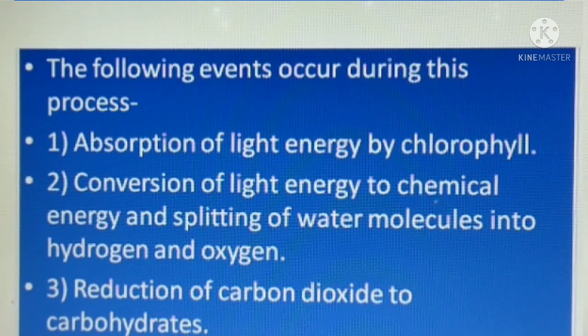Light energy is converted to chemical energy, and the water molecule is split into hydrogen and oxygen. What is the water molecule? That is H2O. So H2O is split or divided into what? Hydrogen and oxygen. Then what will happen to this carbon dioxide? Carbon dioxide is reduced to carbohydrate. So these are the three main events or processes in photosynthesis.